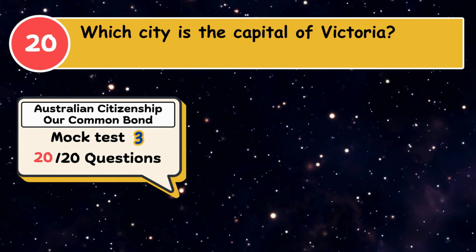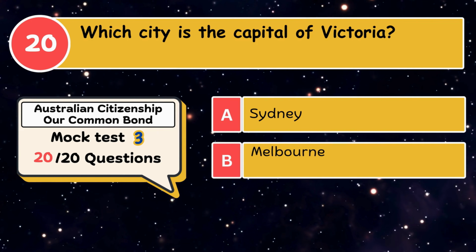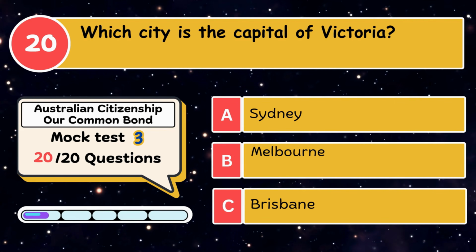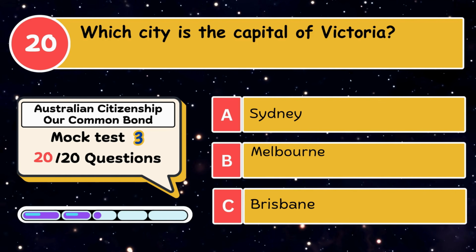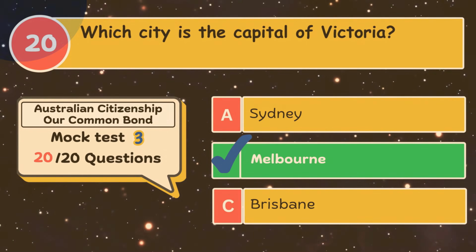Which city is the capital of Victoria? A. Sydney. B. Melbourne. C. Brisbane. The correct answer is Melbourne.